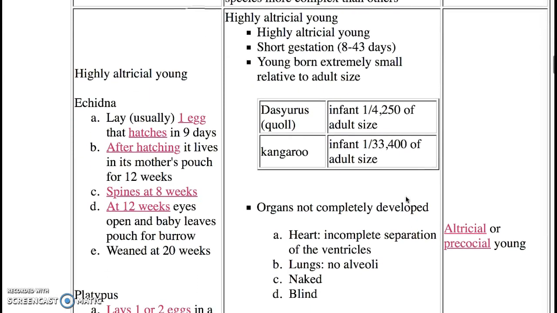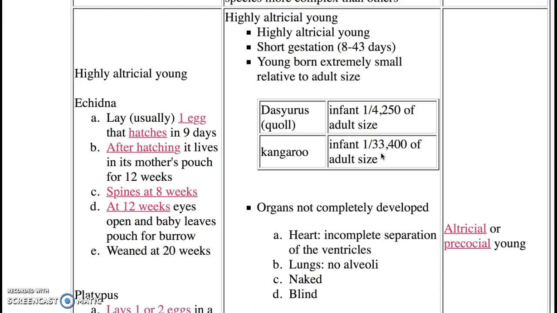They are all born highly altricial, which means that they're very small relative to the size of the adults. So if we look at a marsupial that's sort of cat size, the adult is about 4,000 times bigger than the infant. If you look at a kangaroo, the adult is about 33,000 times bigger than the infant.